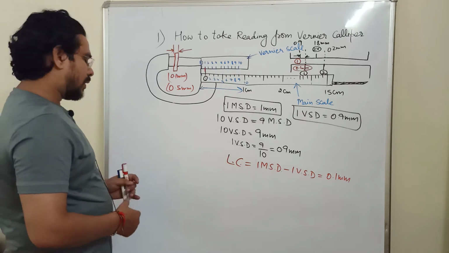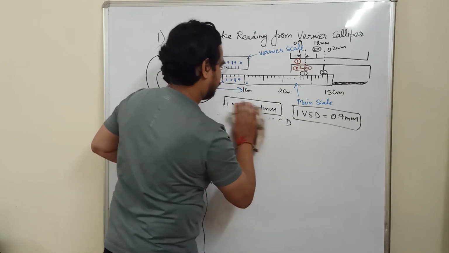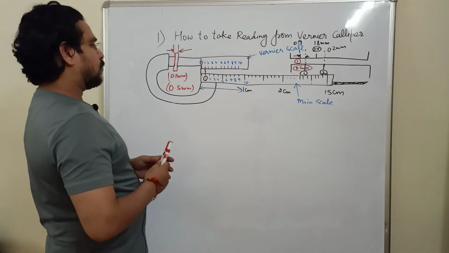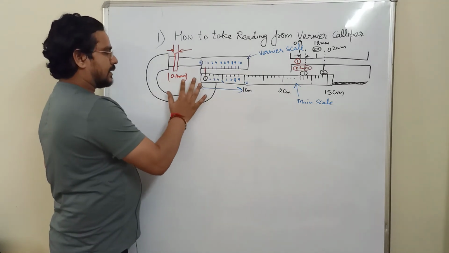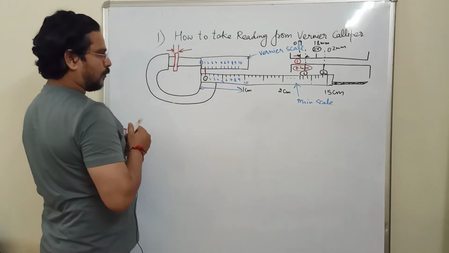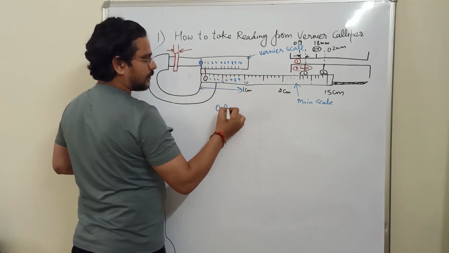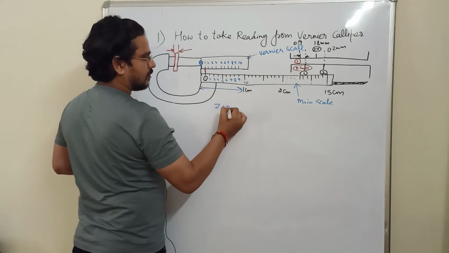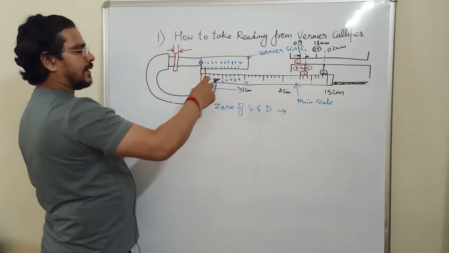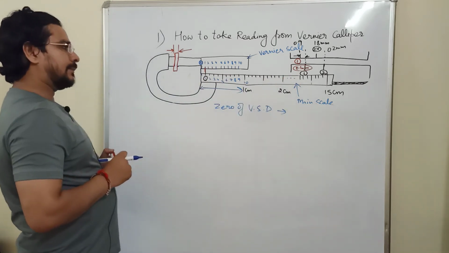So in general, if you are taking the reading of a vernier scale, let me explain how you will do it. Whenever you want to find the reading of any object, you just place it between the jaws of the vernier caliper. You open it, you place your object and you close it, and first of all you will look for the first line, the 0 of the vernier scale division. You will observe its position, where it is lying in between the divisions of the main scale.